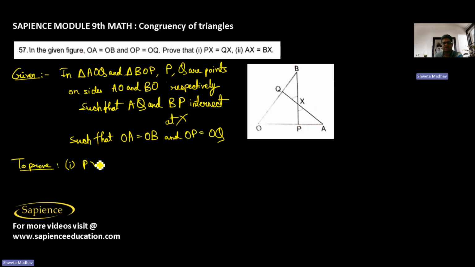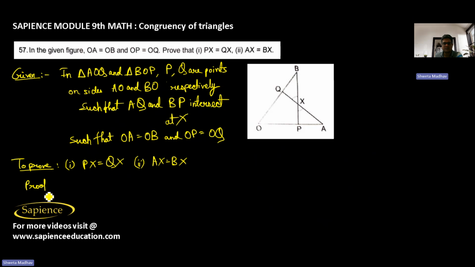first is PX equals QX, and second is AX equals BX. We have to prove it.